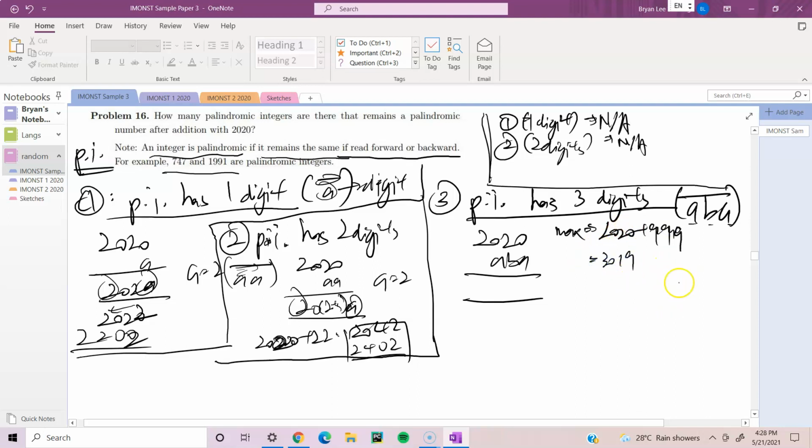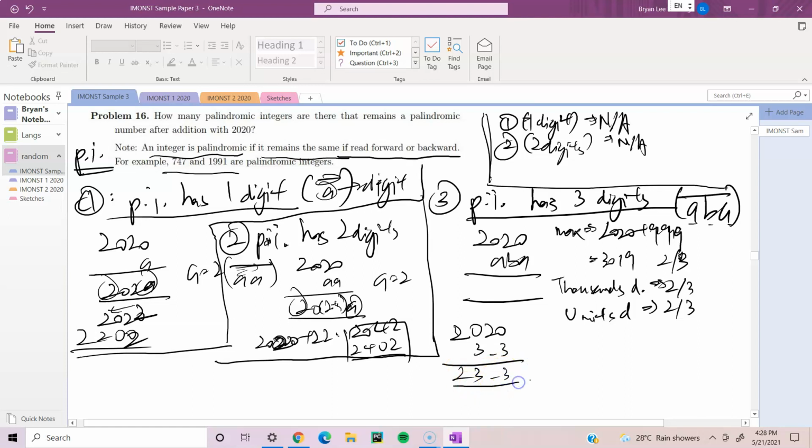So the thousands digit will either be 2 or 3, so our units digit should either be 2 or 3. Thousands digit, I'll just use D, will be either 2 or 3. So if our thousands digit is 3, then our units digit is 3, then 2020 plus 3 something 3 gives 23 something 3, which is not 3000 yet. So this one just fails directly.